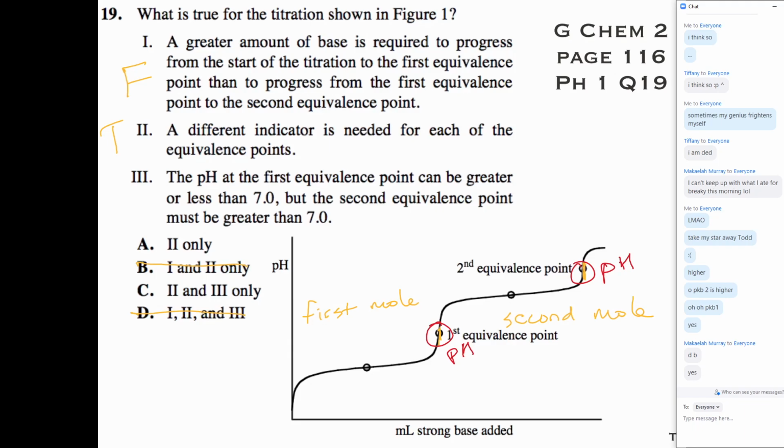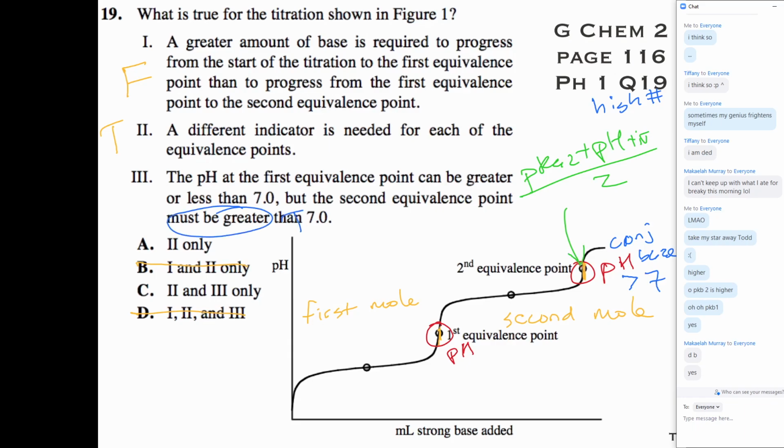Okay, last but not least, the pH of the first equivalence point can be greater or less than 7. The second one must be greater than 7. Well, I think so. Let's figure out how this works. The second one, do you agree, is going to equal pKa2 plus the pH of the titrant. The titrant is always a high number because it's always a base. So it ends up, because this is a conjugate base, it definitely has to be greater than 7. So that one's definitely true.